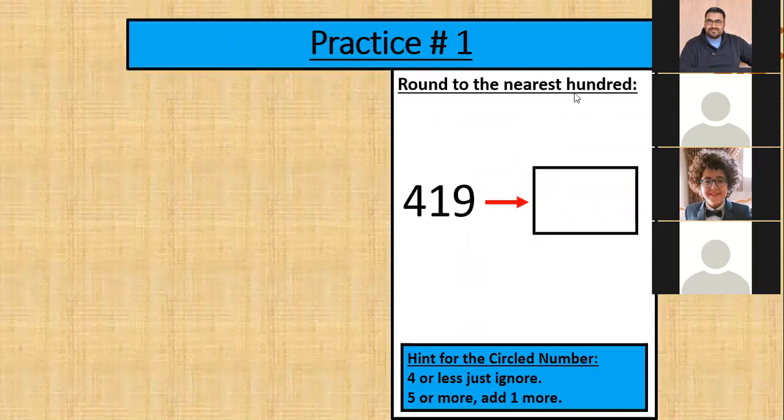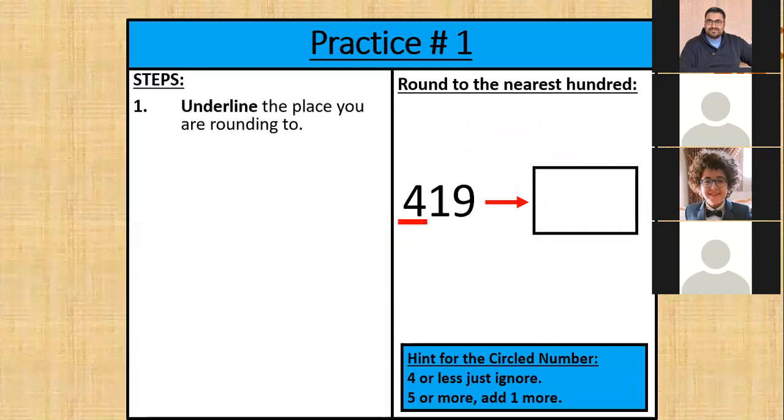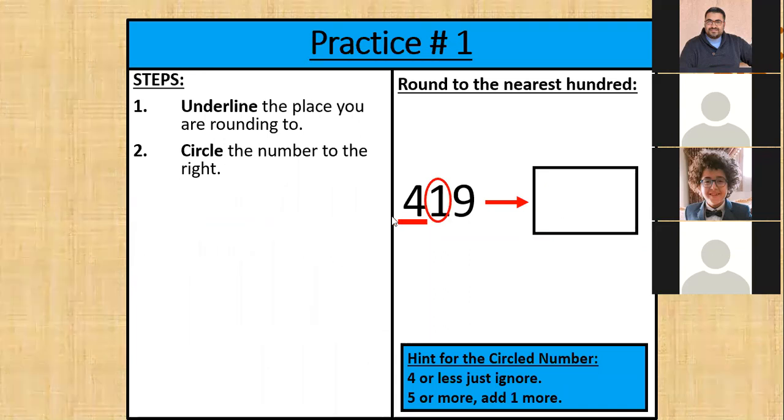Here, we want to round to the nearest 100. So I will put a line under the number in the 100 place. This will be the first step. Step 2, we will put a circle around the number to the right, like what we do in the round to the nearest 10. Step 3, we will stop to check. 1 is a rich number or poor number. 1 here is a poor number. So 4 will be the same. Like that. So from the beginning.